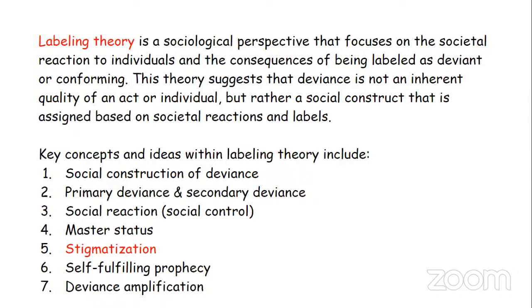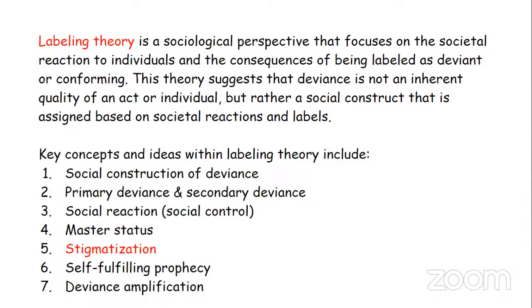So this theory suggests that deviance is not an inherent quality of an act or individual, but rather a social construct that is assigned based on societal reactions and labels. So according to this theory, deviance, or people deviating from the socially accepted ways or means, is not something naturally occurring, or an inherent quality of a person, but something created by the society. So by labeling someone as a person having deviant behavior, that only causes him to do more deviant acts in the society. So that is the basic concept of labeling theory.